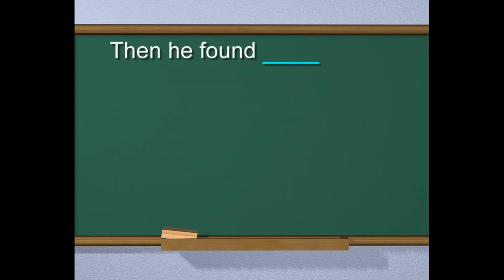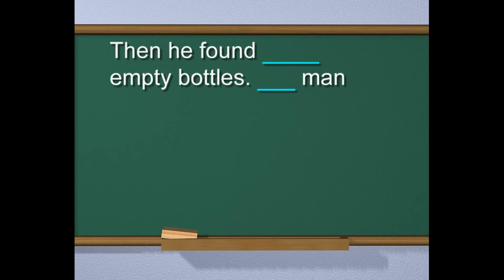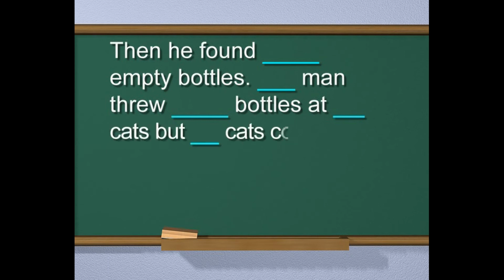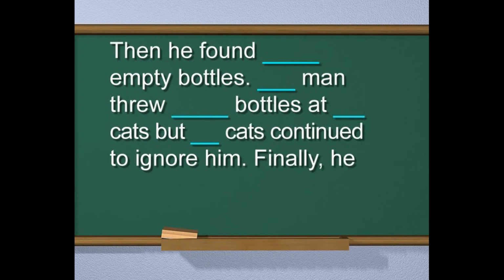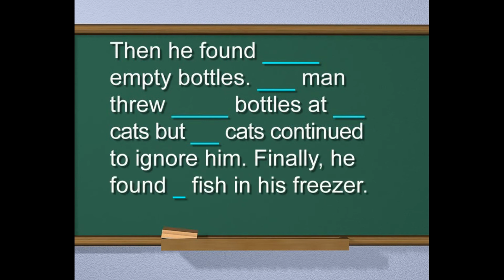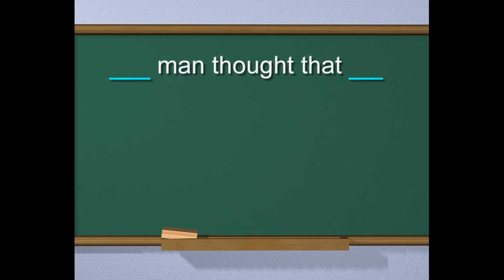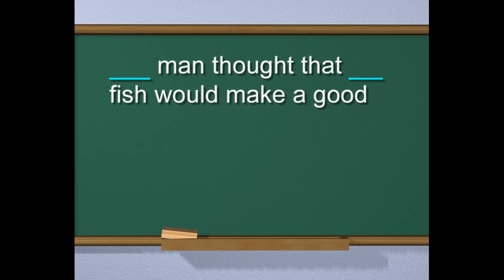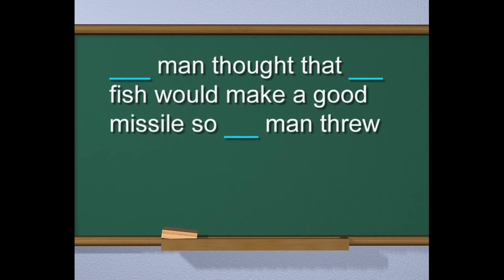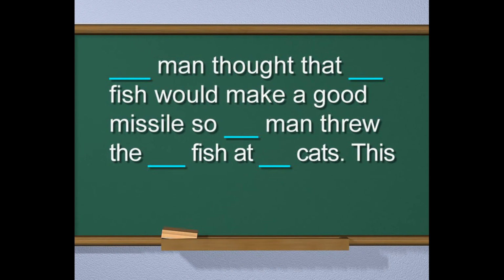Then he found dash empty bottles. Dash man threw dash bottles at dash cats, but dash cats continued to ignore him. Finally, he found dash fish in his freezer. Dash fish was frozen solid. Dash man thought that dash fish would make a good missile. So dash man threw dash fish at dash cats. This time dash cats shut up.